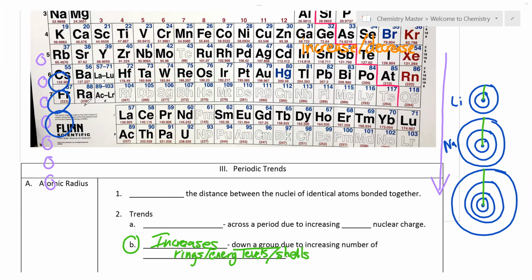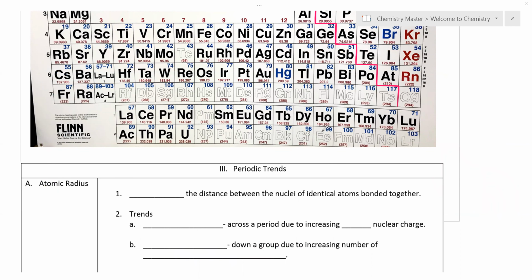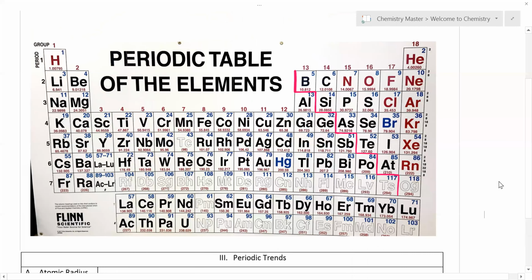Okay, all right, so atomic radius increases as you go down a group because you are increasing the number of shells or energy levels. All right, so now let's talk about what happens as you go left to right across the periodic table. Now this one's a little bit harder.